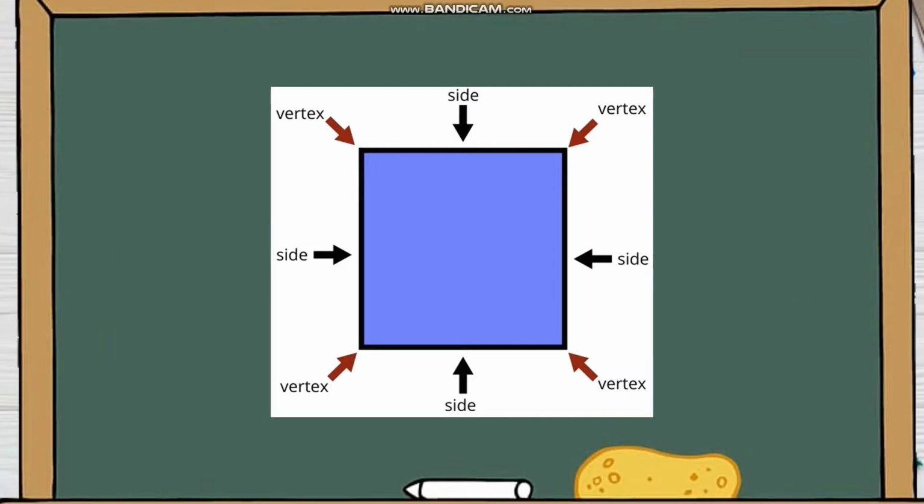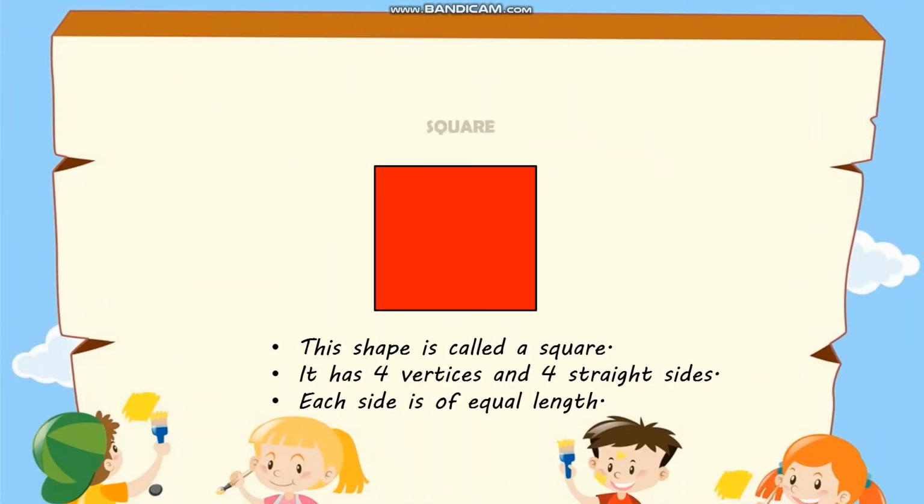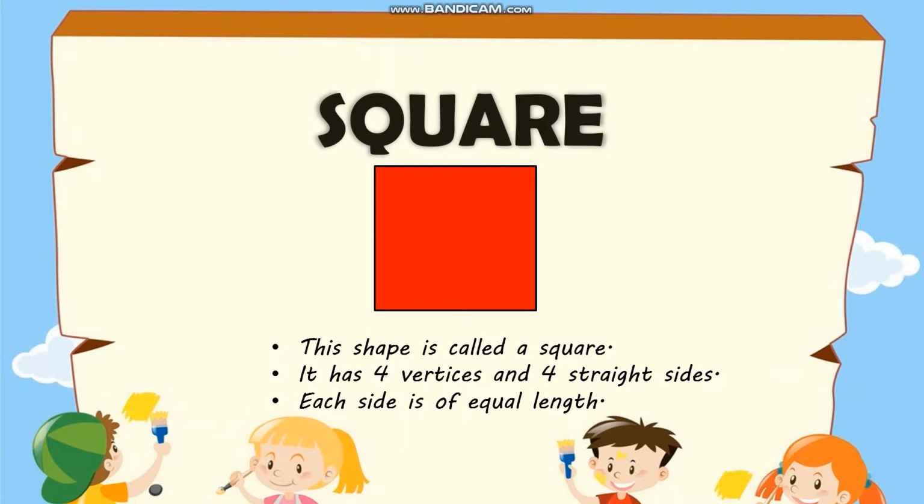Now that you know what a vertex and a side are, we will go through the different 2D shapes. Let's begin. The first shape is a square. This shape is called a square. It has 4 vertices and 4 straight sides, and each side is of equal length. So these are the properties of the shape. Again, it is called a square. It has 4 vertices and 4 straight sides, and each of the sides is of equal length.